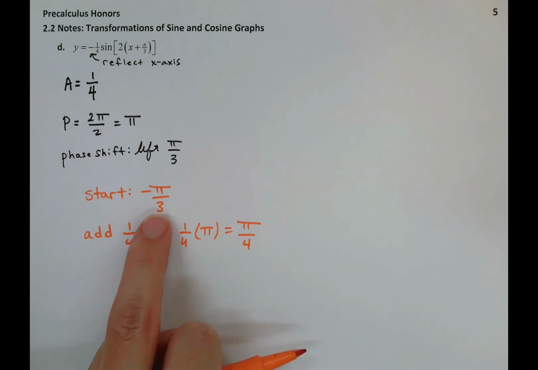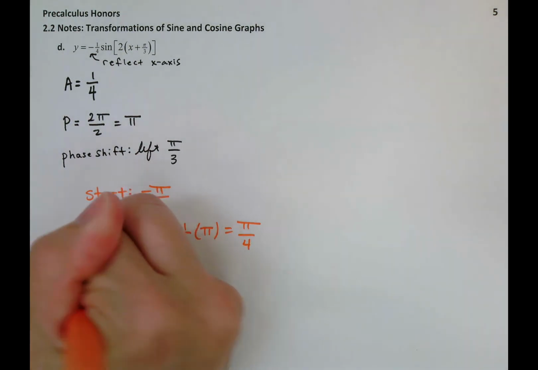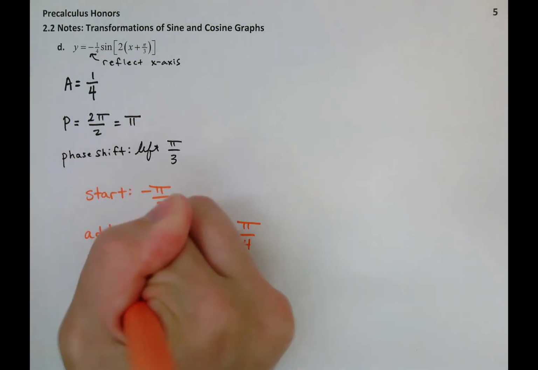All right, so here's where it gets tricky with adding fractions, because now we have different denominators. So this is how I like to do my fractions. I'm going to start at negative pi over 3. I'm going to add pi over 4.